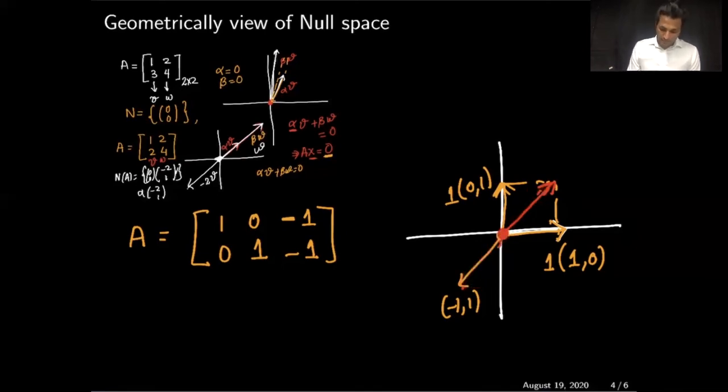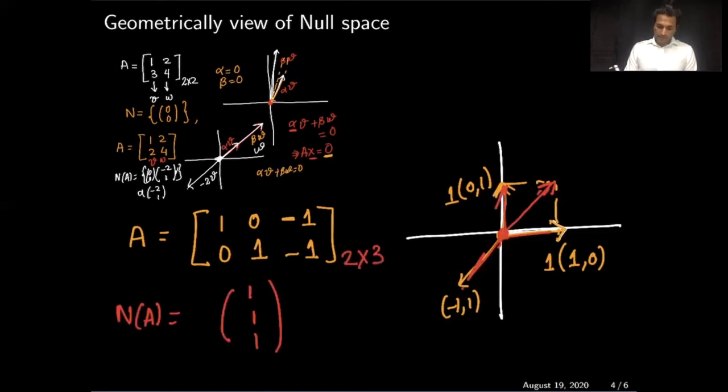So I can say that the null space is going to be one of this and one of this: 1, 1, 1. So this is my null space of this 2 by 3. And I can see all the multiples. It's not just one vector. If I take any multiple of that, all the multiples of this vector will be in the null space. Of course, the 0 vector is a multiple of 1, 1, 1, so the 0 vector is also in the null space.